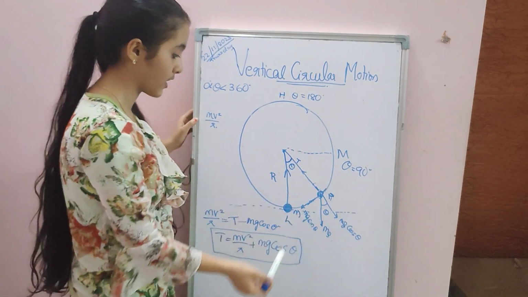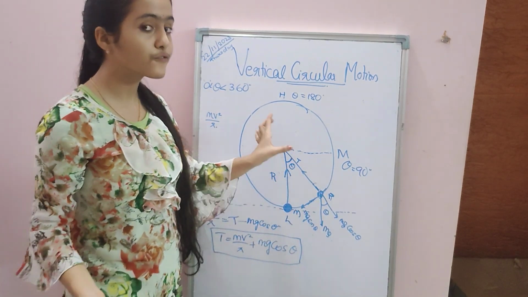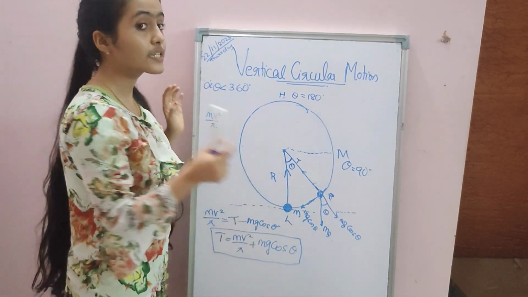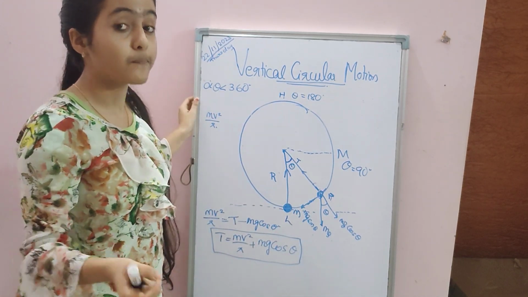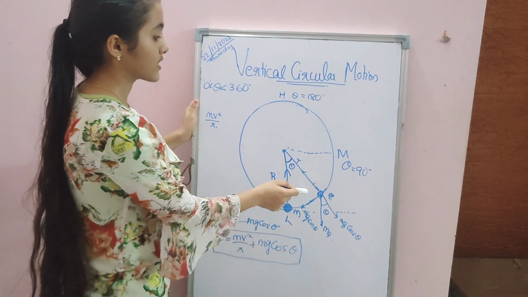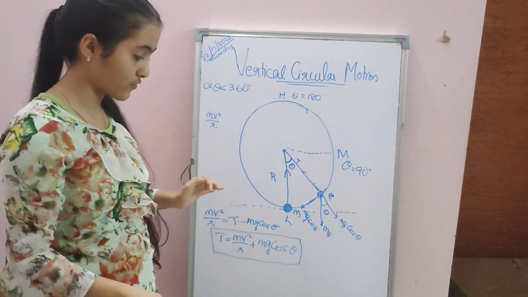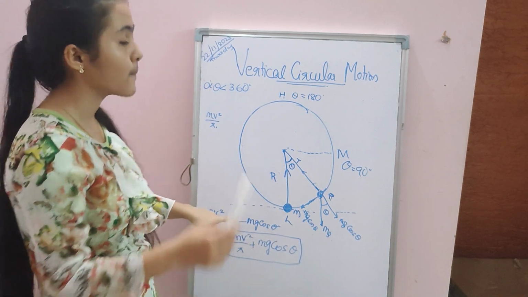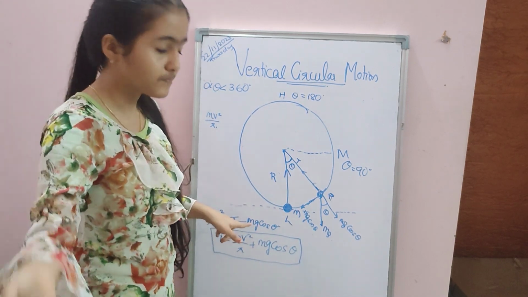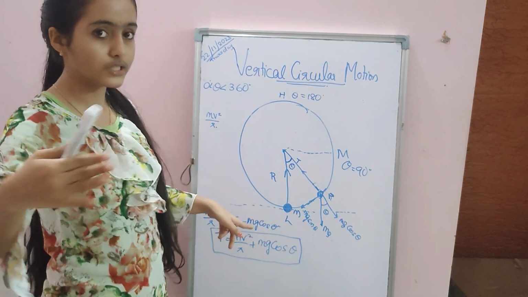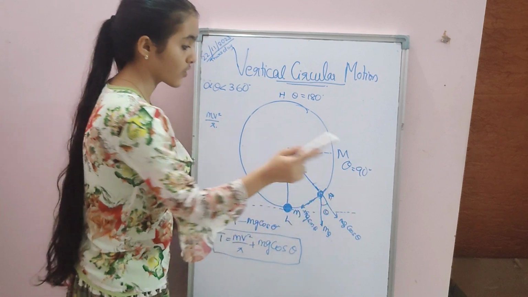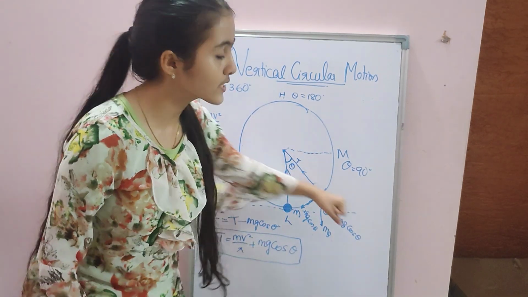mv square by r is the centripetal force that is acting towards the center of the circle, and this centripetal force is provided by the tension of the string. You can see here the centripetal force is provided by tension, but it is reduced. The centripetal force is reduced by mg cos theta.